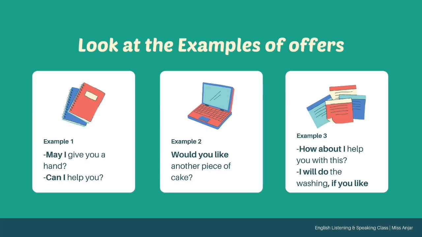So we have some expressions here in some sentences. May I give you a hand? You may use these expressions, or you may say, can I help you? The meaning is the same, but you may use different expressions. Or the other example, would you like another piece of cake? If you want to offer a cake to someone, you can use the phrase would you like, followed by an object, the thing that you want to offer.